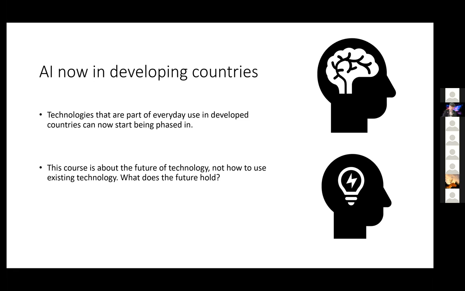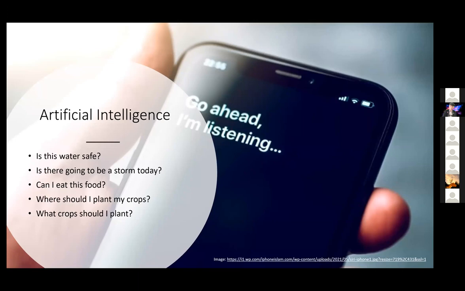So what does the future hold? Well, it can be things as simple as, say, an iPhone or some sort of machine-learned AI. It doesn't have to be a big machine. It can just be something in your pocket, or a little probe, and it tells you, is this water safe? Can I drink it? Will I get sick from this water or from this food?